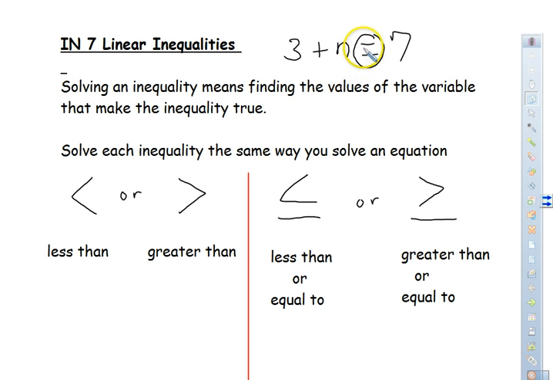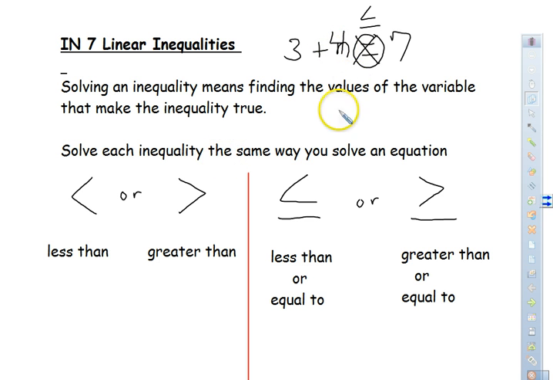Now that you understand that it's the same way as an equation, except we're not going to place an equal sign in here, we are going to place an inequality, for example, less than or equal to. The value of n could represent many numbers. Once it's added to 3, it has to be equal to 7 or less. So if we put 4 in here, 3 plus 4 equals 7, but it cannot be 5, because 5 plus 3 would be 8, which is greater than 7. So this could equal 4 or less.